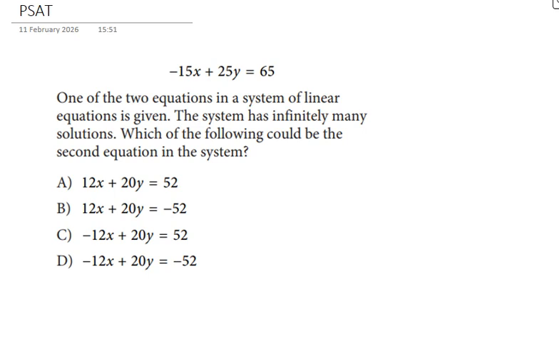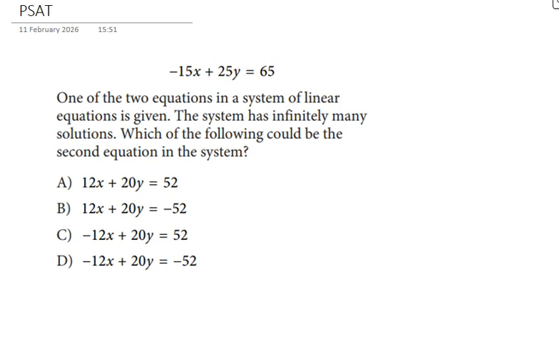The answer choices are A. 12x plus 20y is equal to 52. B. 12x plus 20y is equal to minus 52. C. Minus 12x plus 20y is equal to 52. And D. Minus 12x plus 20y is equal to minus 52.